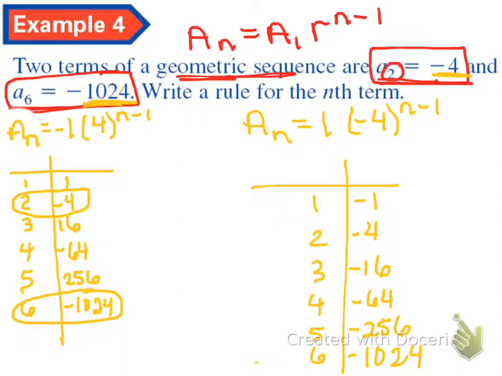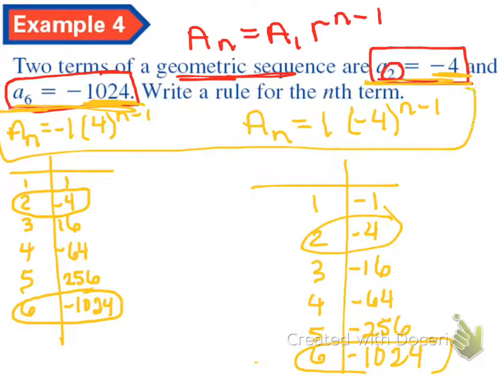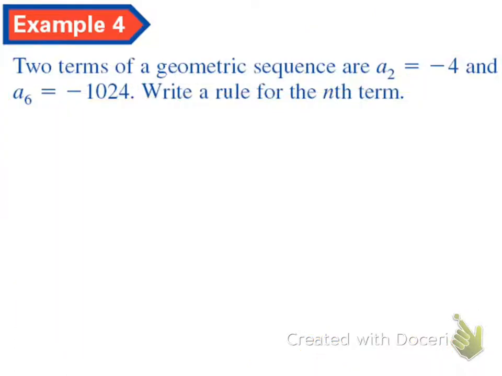So we see this rule also fits what we were given, that the second term was a negative 4, and that the sixth term was a negative 1024. So we find that these two are correct solutions. There would be two rules. Any term could be equal to negative 1 times 4 to the n minus 1 power, or any term would be equal to 1 times negative 4 raised to the n minus 1 power.